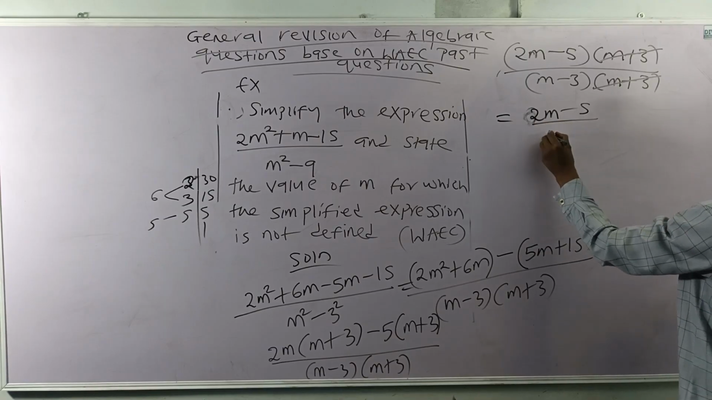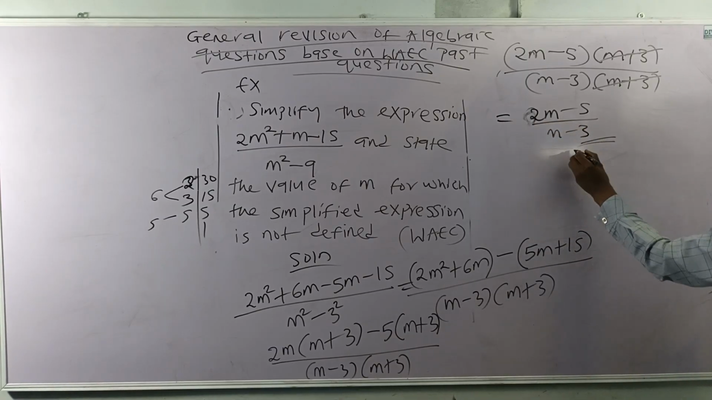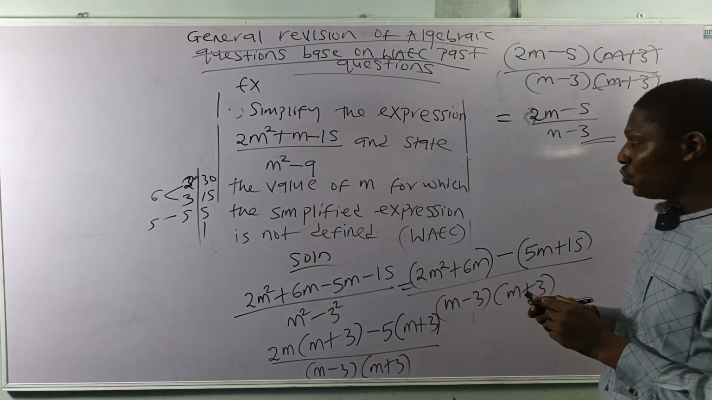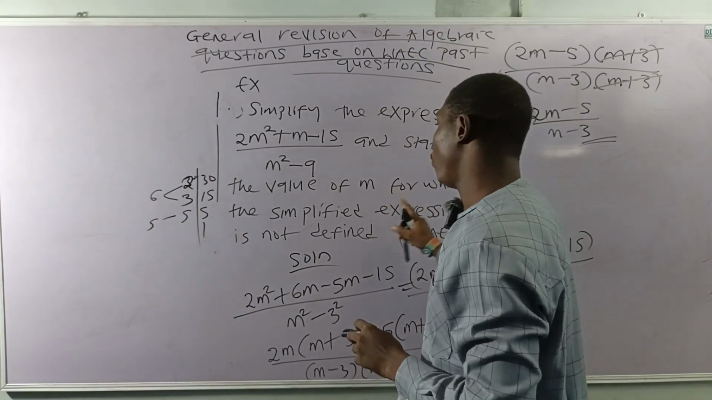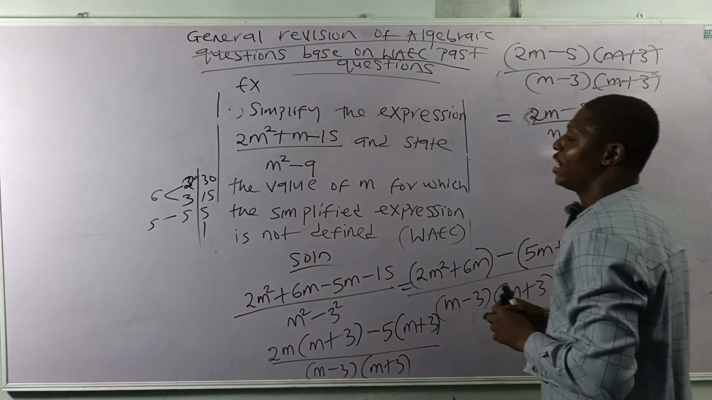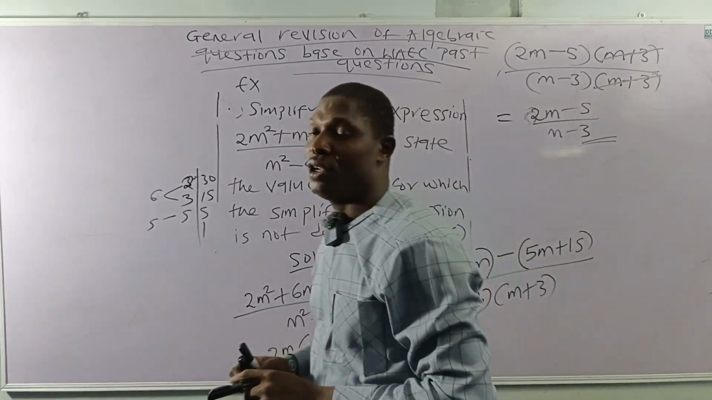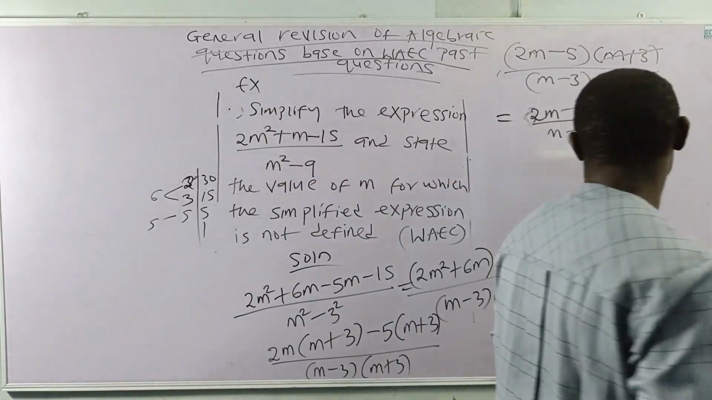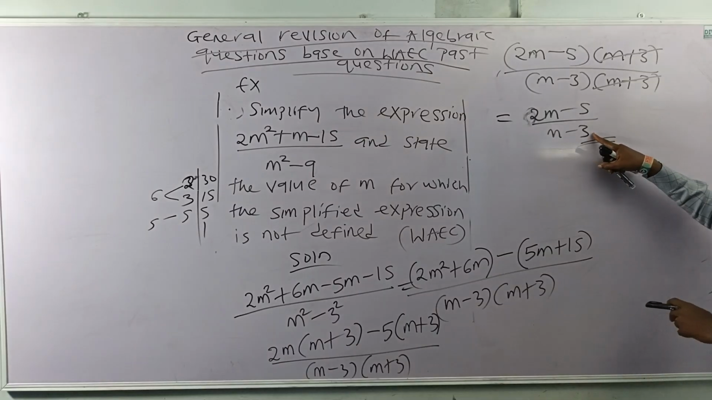2m minus 5 all over what? m minus what? 3. But we're also told to state the value of m for which the simplified expression is not defined. Remember, for an expression to be undefined, the denominator will be equal to what?